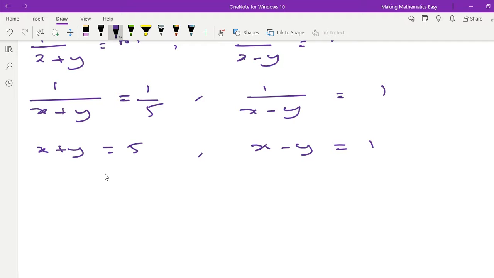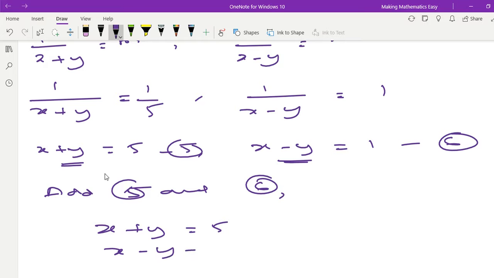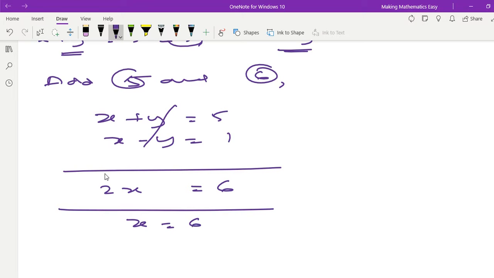Now you cannot solve this directly. Again you need to solve this equation using the elimination method. So if you see here it is plus y and minus y, you can name this as equation number 5, name this as equation number 6. Now you need to add equation number 5 and 6. So that will be x plus y is equal to 5, x minus y is equal to 1. So that will be 2x is equal to 5 plus 1, 6, and x is equal to 6 divided by 2, which is 3.